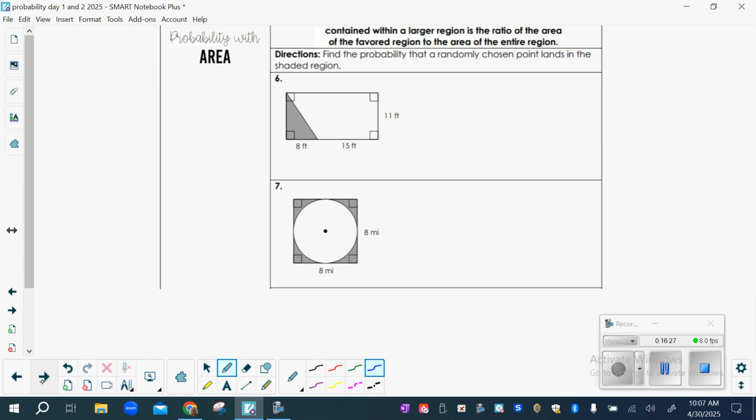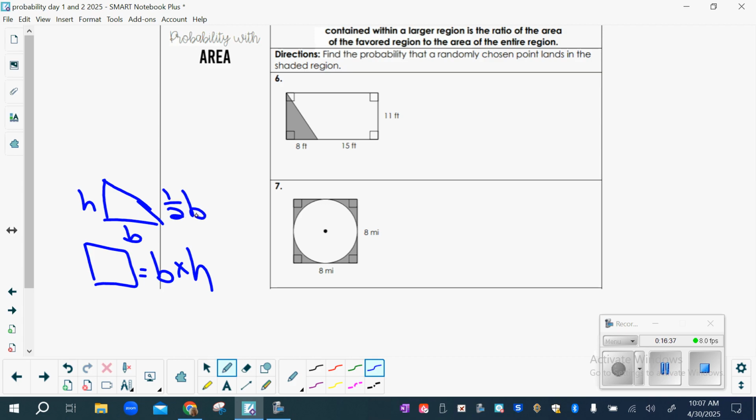Let's remind ourselves a couple things though. How do we find the area of a rectangle? It is base times height. How do we find the area of a triangle? It is base times height times 1/2. How do we find the area of a circle? It is pi r squared, and pi is 3.14. Do I think you need anything else for these problems tonight? I don't. Again, 7th grade, here we go.